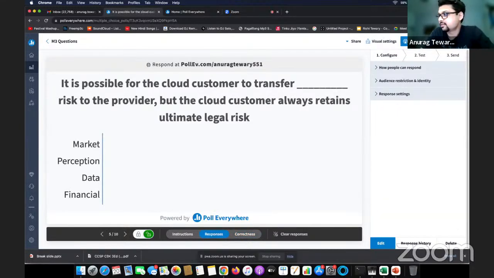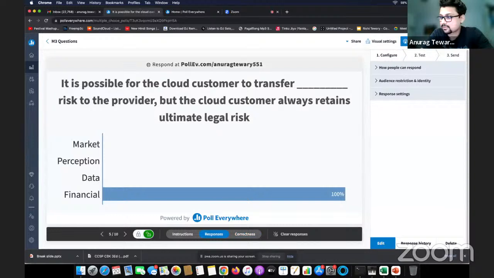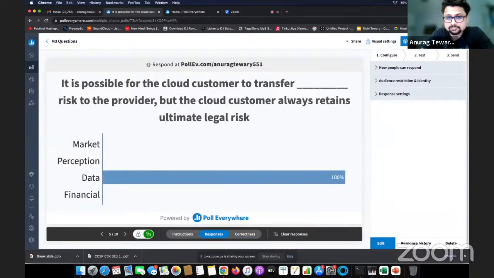All right. It is possible for the cloud customer to transfer what risk to the provider, but the cloud customer always retains ultimate legal risk. Yeah, I think this would be an interesting question. I want to see what people think about this. Interesting. Okay, so I'm going to lock the question now. Let's see. So it's the financial risk.